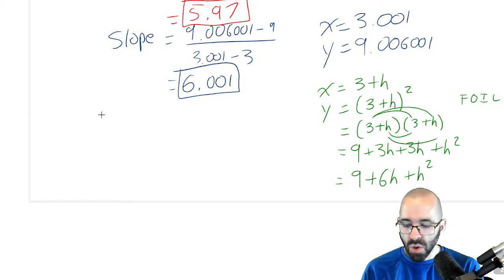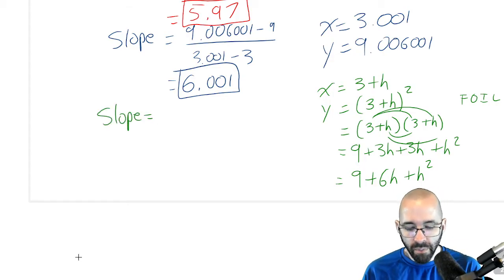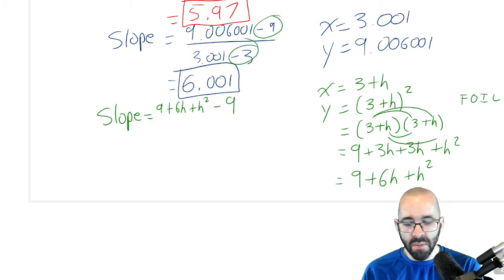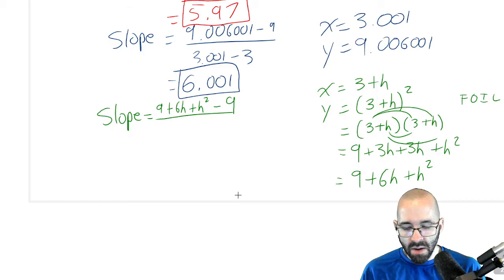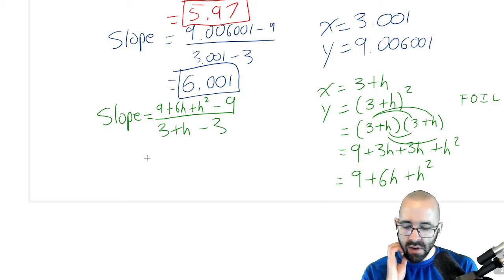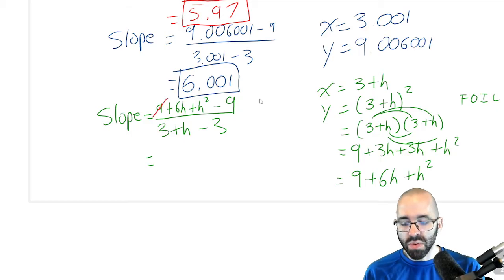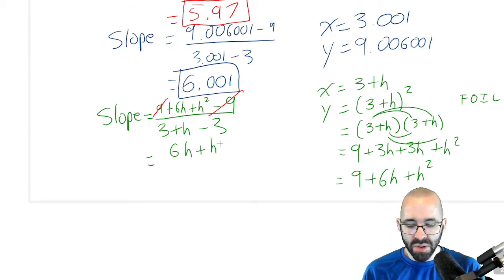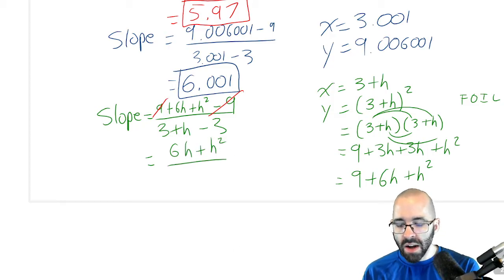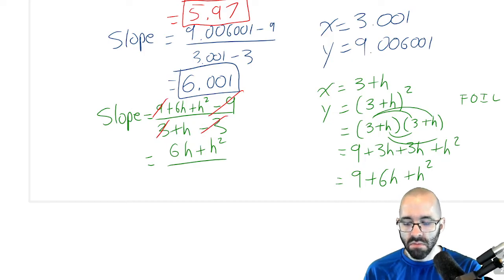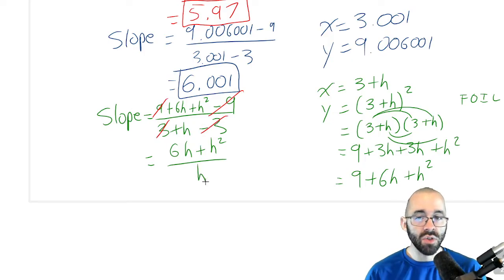Okay. So what is our slope now? It's 9 plus 6h plus h squared minus 9, right? We always have that minus 9 on top. We always have that minus 3 on the bottom, minus the x value. What was the x value? It was 3 plus h. How does this simplify? Very nicely. On the top, we have a +9 and a -9. Those cancel each other out. All that's left on the top is 6h plus h squared. On the bottom, we have a +3 and a -3. Those cancel out. All that's left in the bottom is h.